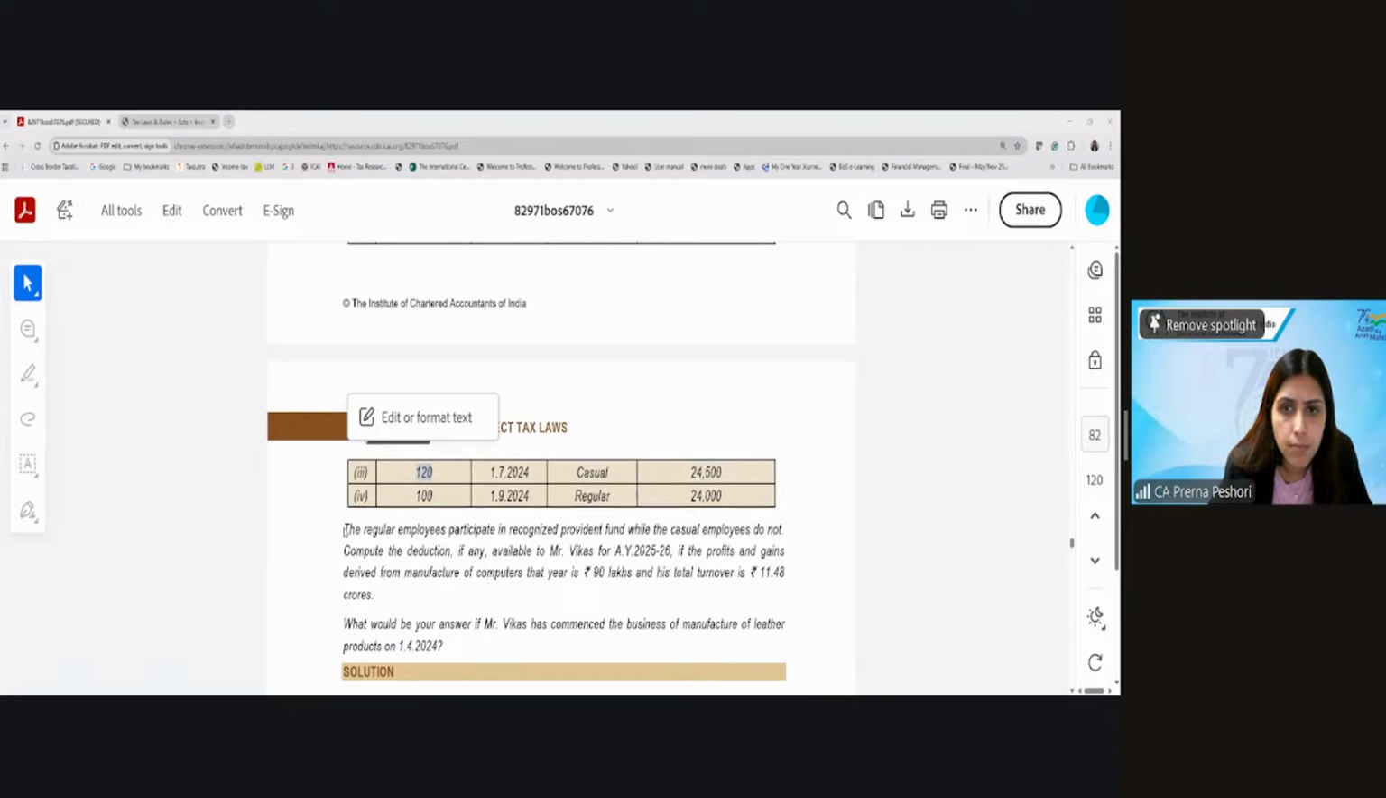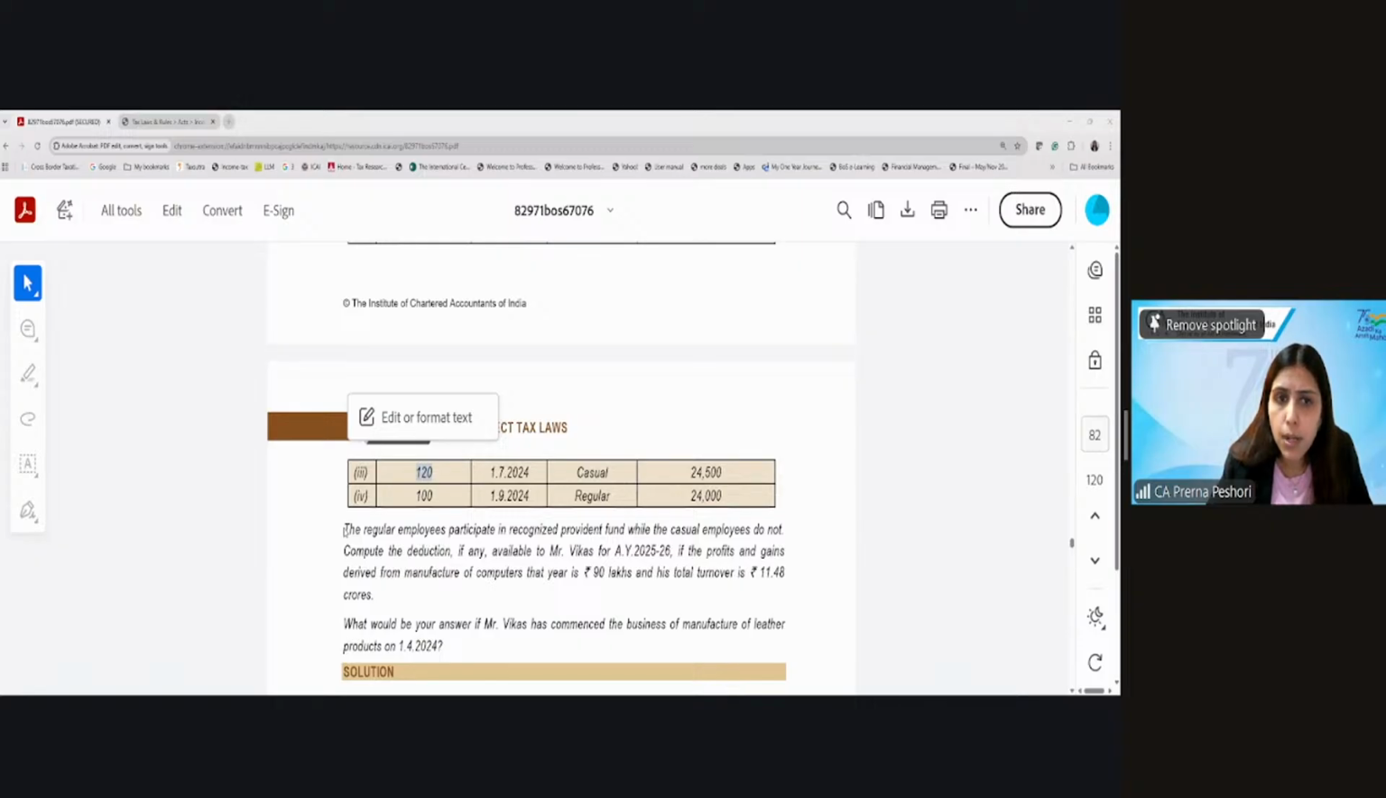Yeah, it is less than 240 days. So, correct, not. What if the assessee was in the business of manufacturing of leather? Then for these 100 employees, would we allow it? Yes.